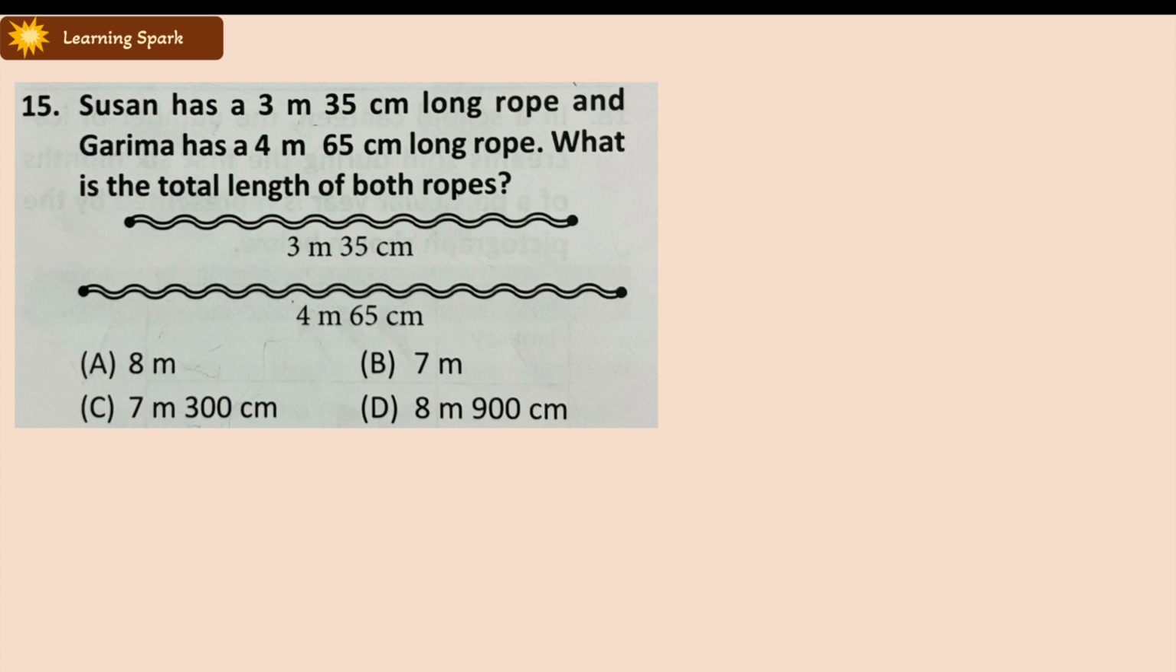Okay, let's work this out together. It says that Susan has a 3 meter 35 centimeter long rope, and Garima has another rope this long. What is the total length? So it is also a simple case of addition. Okay, so let's put it into the addition format.